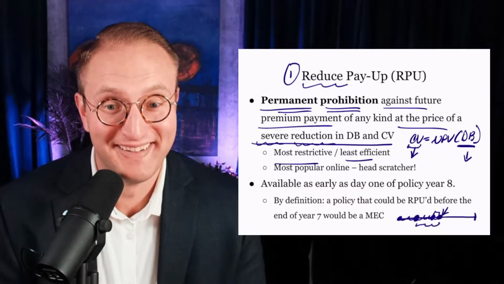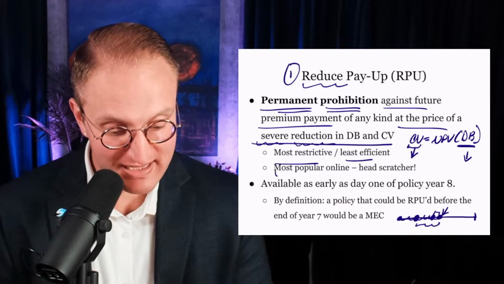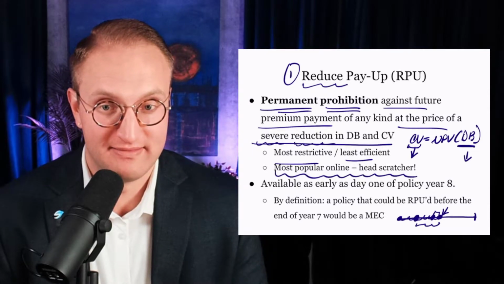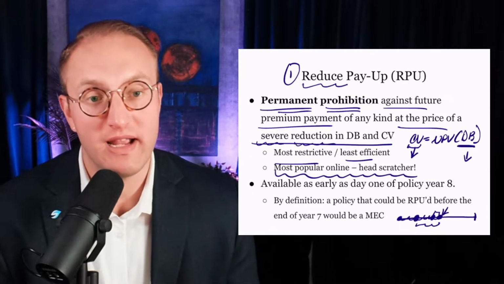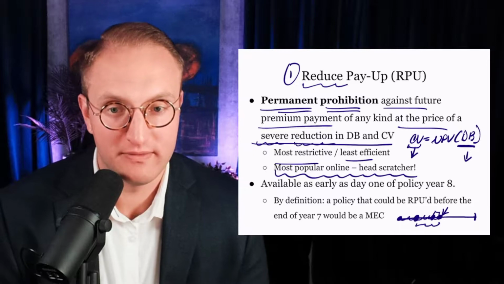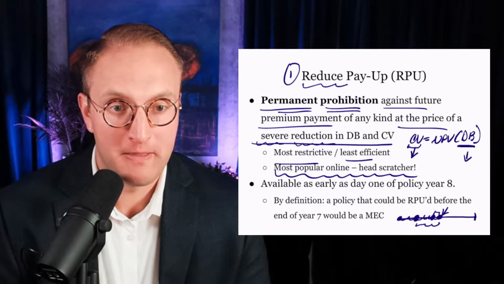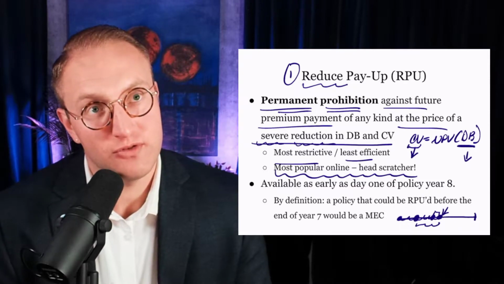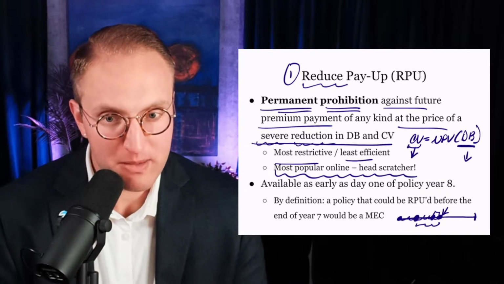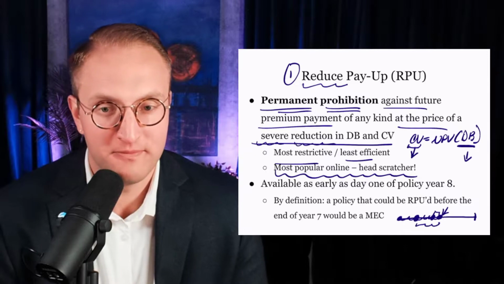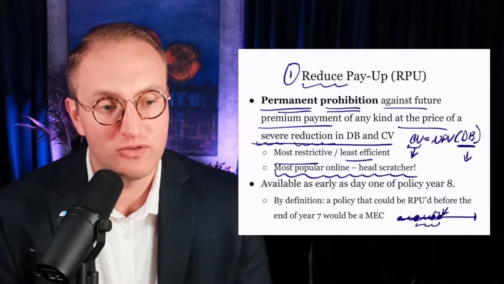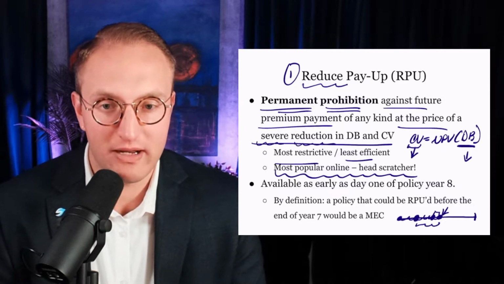Yet I see this all the time online. RPU in year 8, in year 10, in year 20. Why? We're scared of paying a premium. What was one of Nelson's rules? Don't be afraid to capitalize. What's premium? Contribution to capital. An implication of the rule, don't be afraid to capitalize, is don't be afraid to pay a premium.